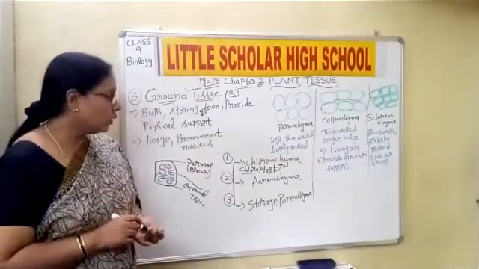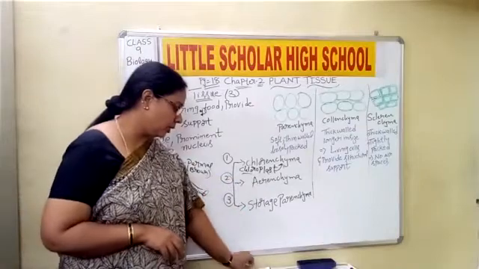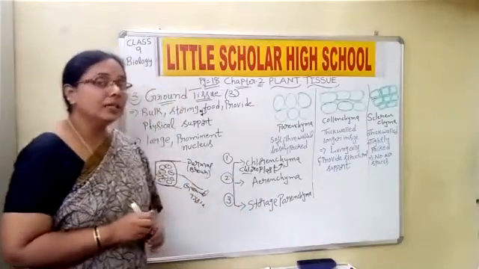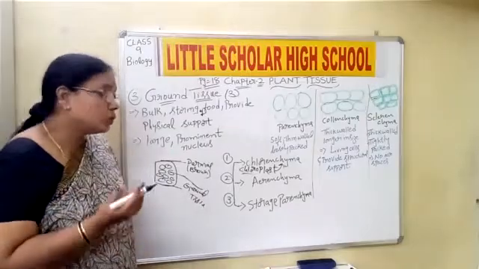Done. Now, what is the next one? It is aerenchyma. Again, you can make out from the name. The parenchymatic tissues which have air, which hold the air.